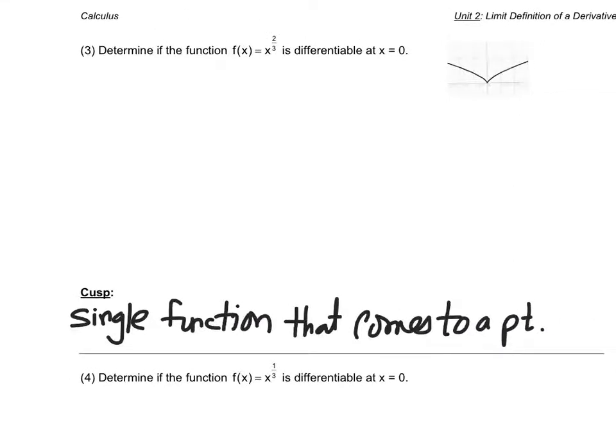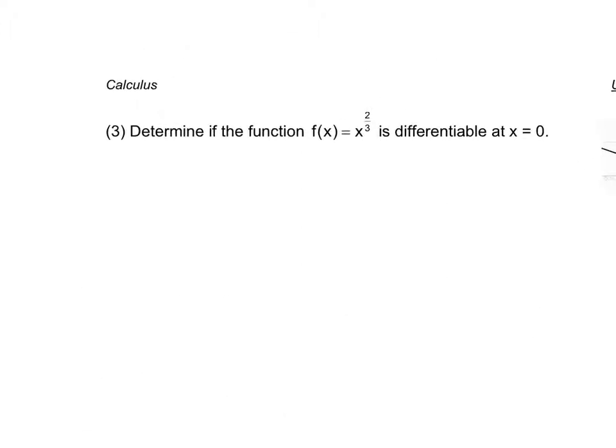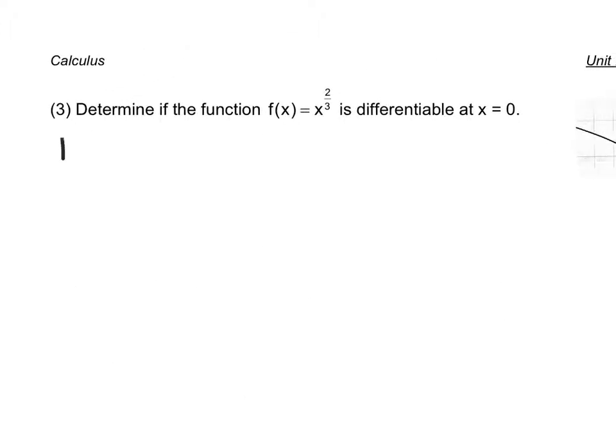So we do have to address continuity, but continuity is easy in this case. So I'm going to find f of 0 equals 0 to the 2/3. I'll actually show it. Equals 0. Point exists.